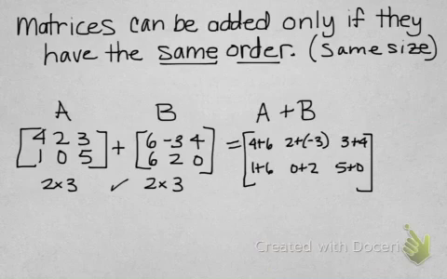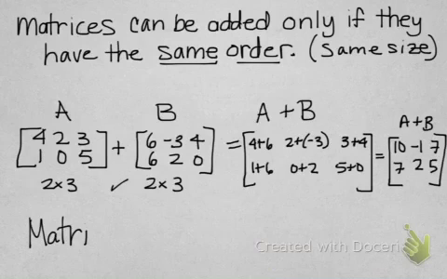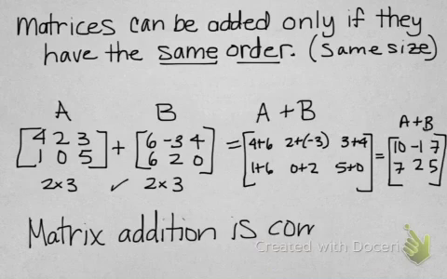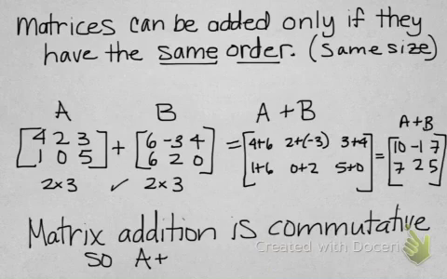And then this step here where I'm just showing what you're adding is not necessary. You can just do it in your head. So when we add A plus B, we get 10, negative 1, 7, 7, 2, 5 for A plus B. Matrix addition is commutative. So when we have A plus B, it is the same as B plus A.